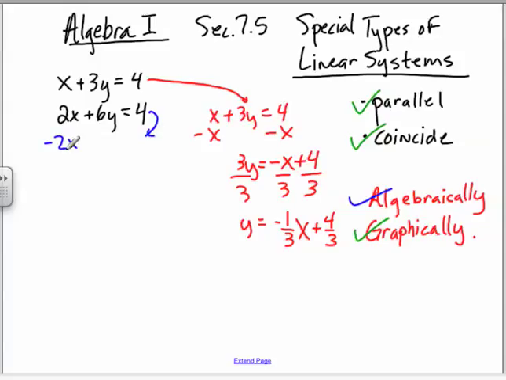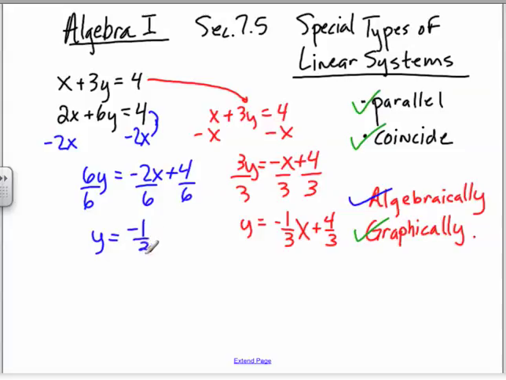Now, this other line, the blue line right here, I'm going to simplify that. I'm going to subtract 2x from both sides, and I'm going to get 6y is equal to -2x plus 4. And then I'm going to divide everything by 6, and I'm going to get y is equal to -1/3 x plus 2/3.